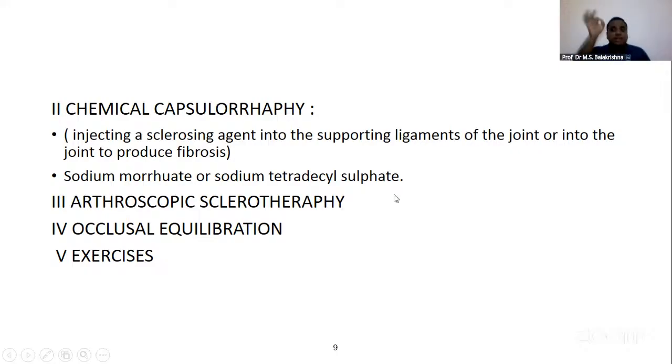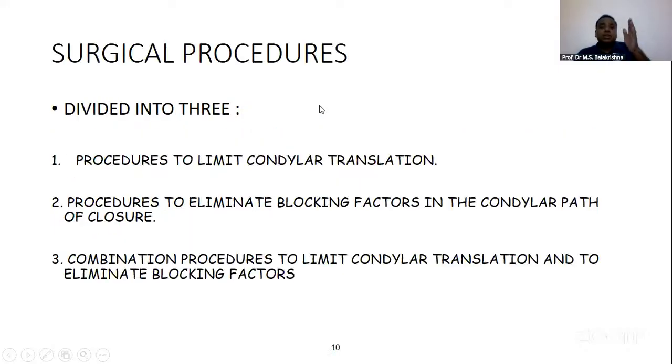This is again an MCQ question which you should know. So supporting ligaments will become fibrous, and you can slowly manipulate and bring the condyle in position. Third option you can use is arthroscopic sclerotherapy, occlusion, equilibration, and even exercise will bring it. That was all non-surgical. Surgical procedures are divided into three categories.